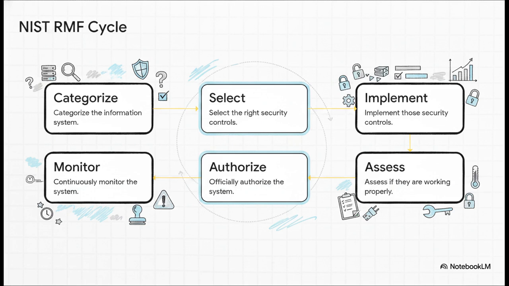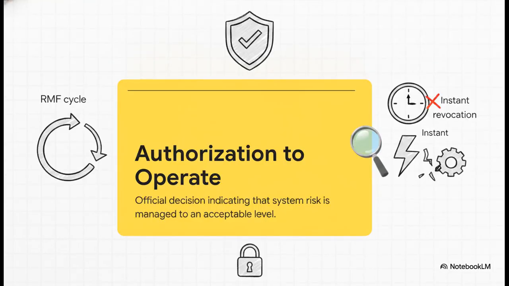You also use these numbers to find the actual value of a safeguard by subtracting the post-safeguard ALE and the annual cost of the safeguard from your original ALE. Also keep in mind, your residual risk is simply your total risk minus the controls gap. After you assess all that, you authorize the system and continuously monitor it over time. The pivotal moment in that RMF cycle is the authorization to operate, or ATO. This is the official decision from an authorizing official that explicitly states the system's risk is managed to an acceptable level. To get it, management has to choose a risk response. They can mitigate, transfer, deter, avoid, or just accept the risk.